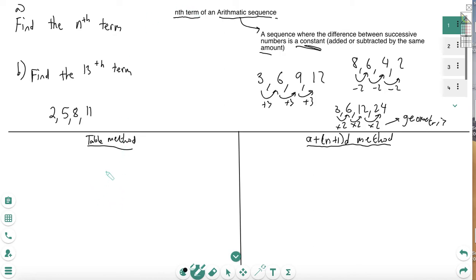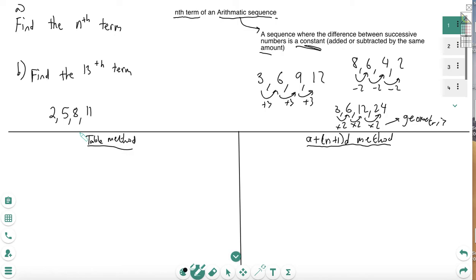Here we have a sequence. 2, 5, 8, 11. First of all, we can recognize it's arithmetic because we're adding 3 every time. And imagine someone says, all right, here's a sequence. You have the first 4 numbers in the sequence. Find the 100th number in the sequence.